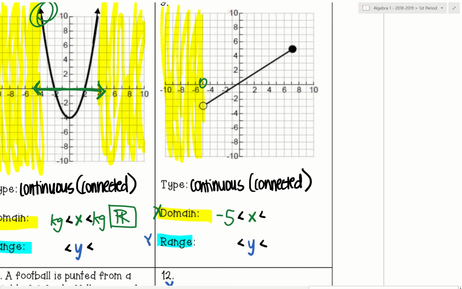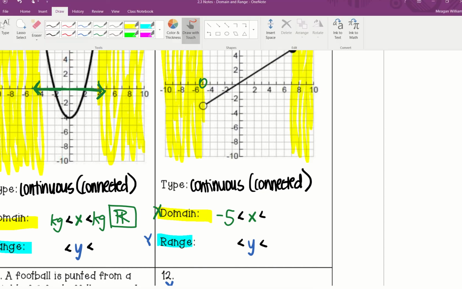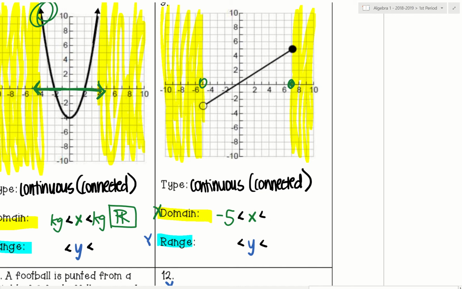Okay, what about the right side of my graph? Closed circle at what number? 7. Okay, it's closed, so what do I do with that sign? Underline it. So all this number line tells me is my x can be from -5, but it can't include it, all the way to what? 7, and it can include 7. Does everybody see the difference? Are we okay with that?